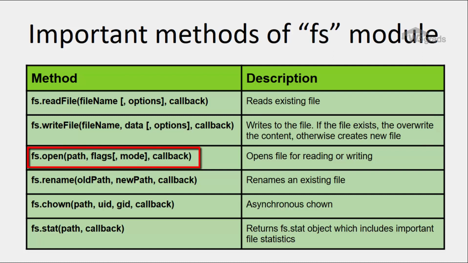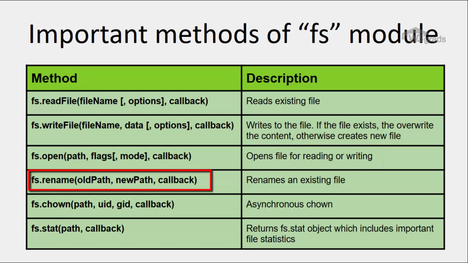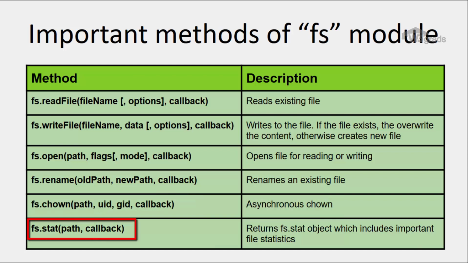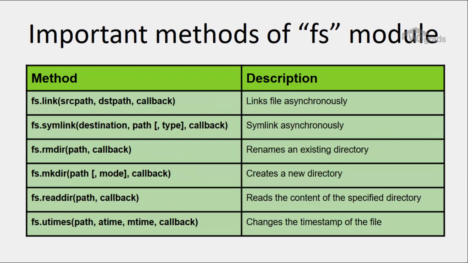The fs.open method opens a file for reading and writing. The fs.rename method renames the existing file. The fs.chown method is for asynchronous chown. Then we have fs.stat, which returns the fs.Stats object which includes important file statistics. The next one is the fs.link, which links the file asynchronously. Also, the fs.symlink method helps in asynchronous symlink. The fs.rmdir method is for removing an existing directory.